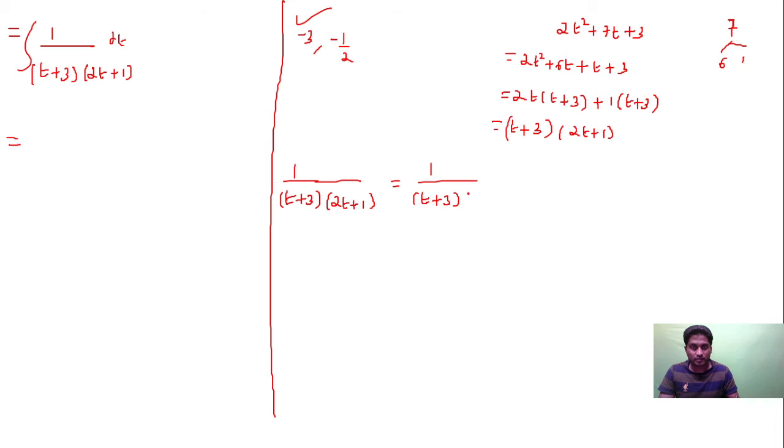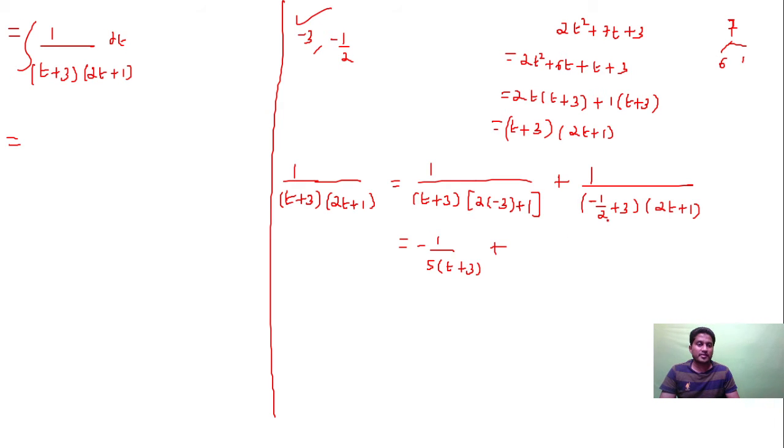Okay, now in place of t you put minus 3. So this becomes 2 into minus 3 plus 1. Once you are done you put plus. Now in place of t you put minus half. You get minus half plus 3. This you keep as it is, otherwise it will be 0. So this becomes minus 1 upon 5 into t plus 3, and then plus, this is actually 5 by 2, right? So this goes to numerator, you get 2 by 5, 1 upon 2t plus 1.